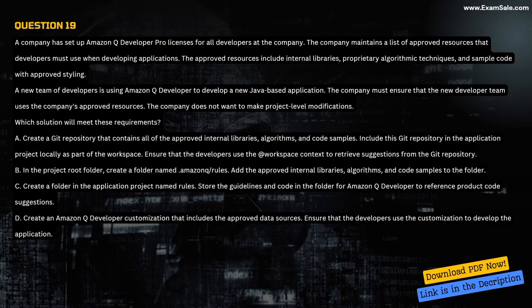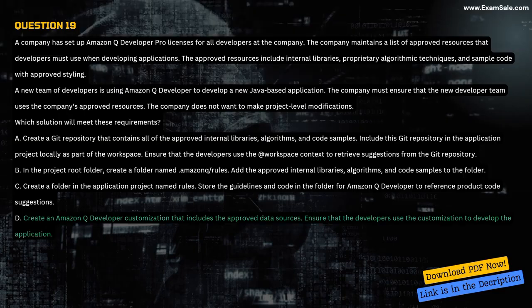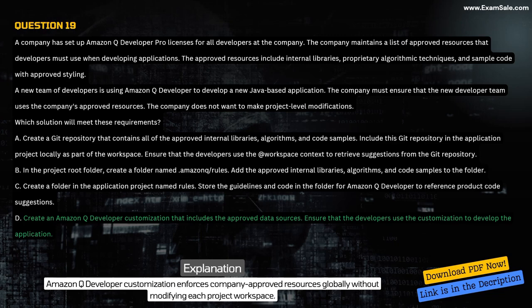Correct answer D. Create an Amazon Q Developer customization that includes the approved data sources. Ensure that the developers use the customization to develop the application. Explanation: Amazon Q Developer customization enforces company-approved resources globally without modifying each project workspace.